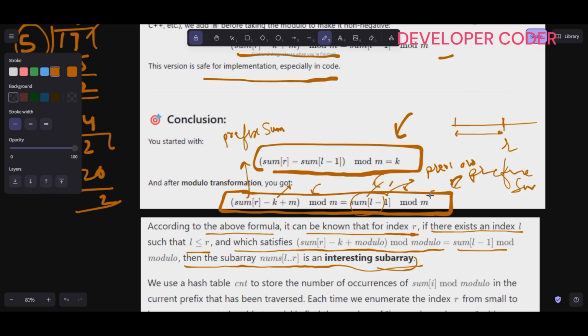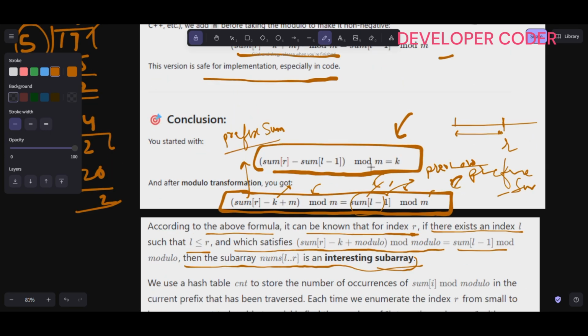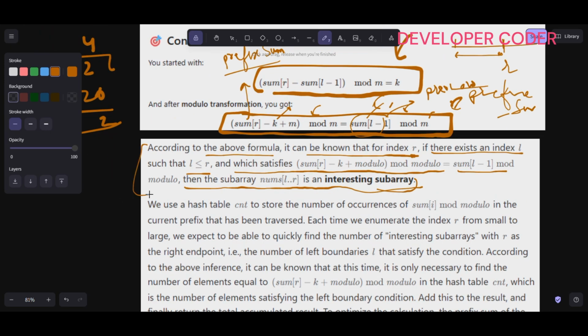Let me go over this in detail, why I'm saying previous prefix sum and prefix sum. I hope you guys are clear with this first. According to our formula, for index R, if there exists an index L such that L is less than or equal to R and which satisfies this condition, then the subarray is going to be an interesting subarray. This is done.